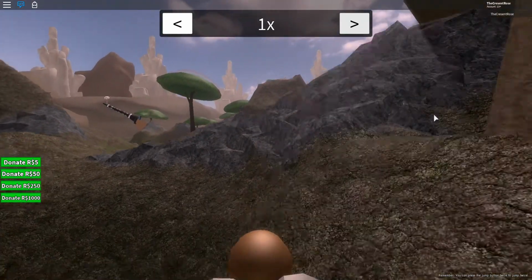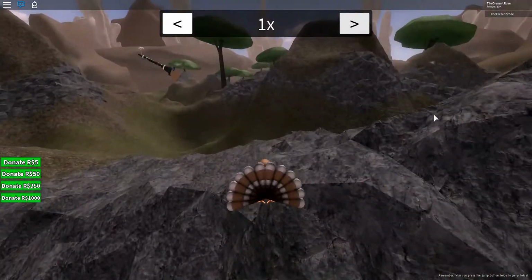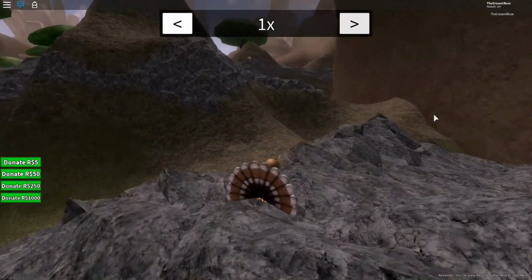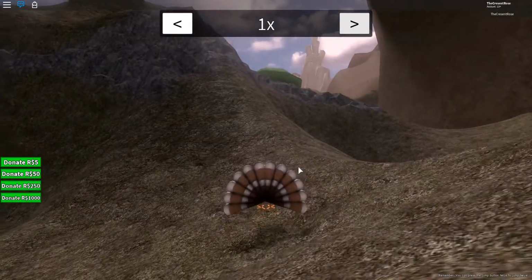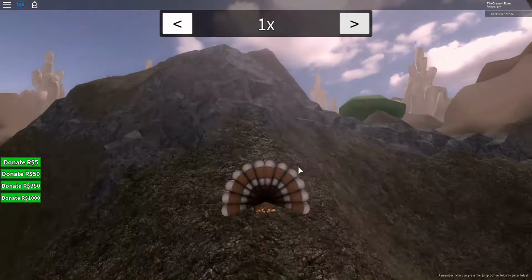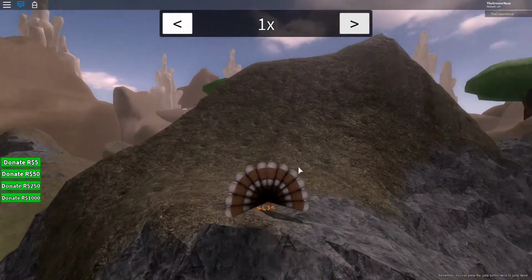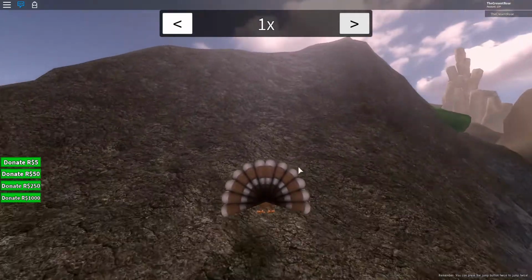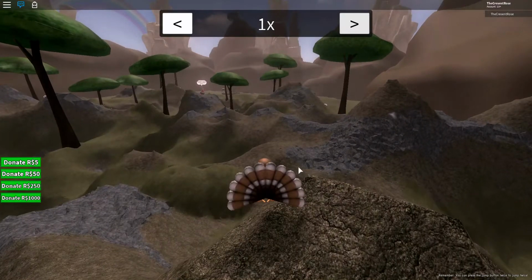Oof. Seriously, it just makes me exhausted just watching my poor little turkey have to walk like this. I wonder what happens if I reset, would I go back to where I was? Let me go up here real quick, take a quick glance around, make sure I didn't miss anything, and then I'm gonna try that.